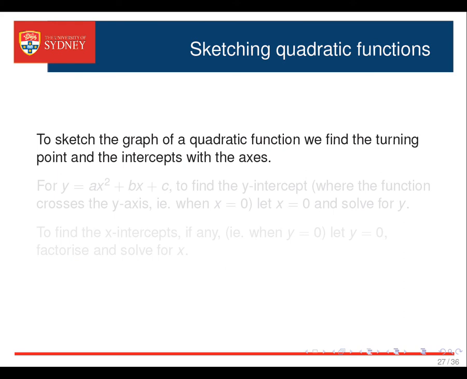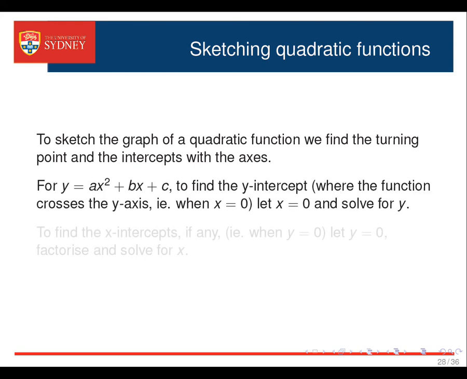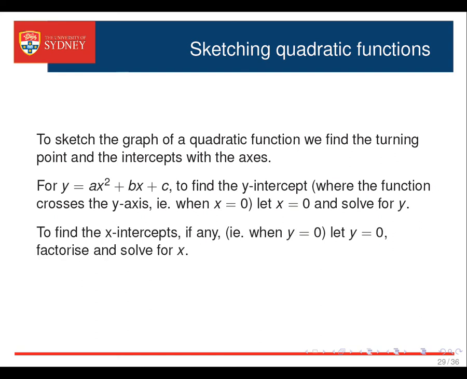To sketch a graph of a quadratic function, it is good practice to label the turning point and the intercepts with the axes. To find the y-intercept, that is where the curve crosses the y-axis, we let x equal 0 and solve for y. To find the x-intercepts, let y equal 0 and solve for x. Note that there might be no x-intercepts.